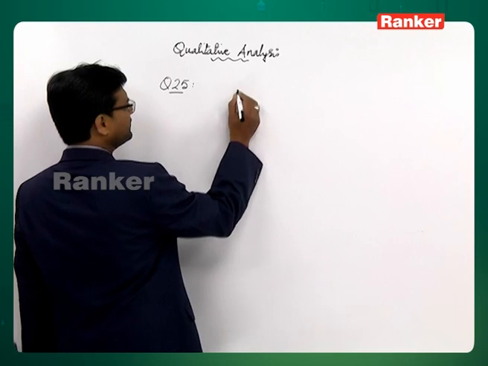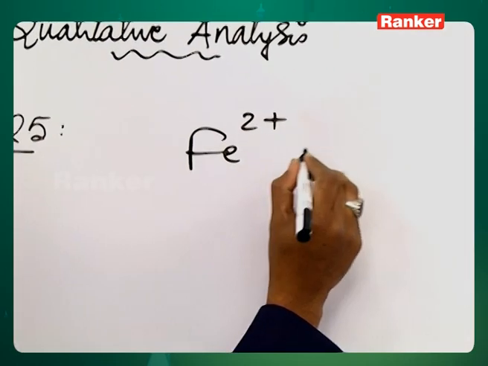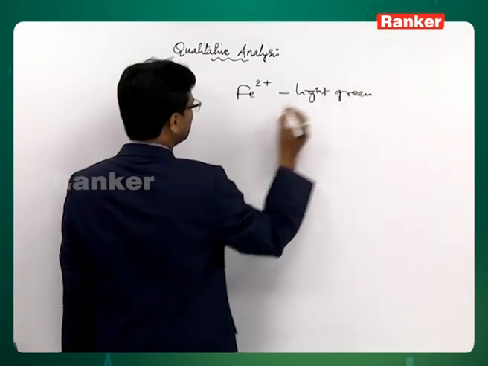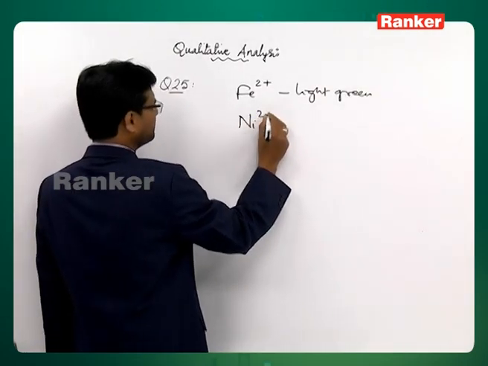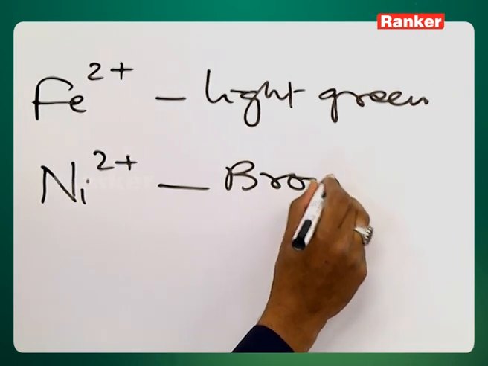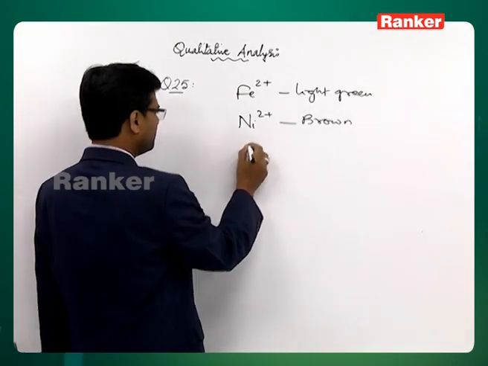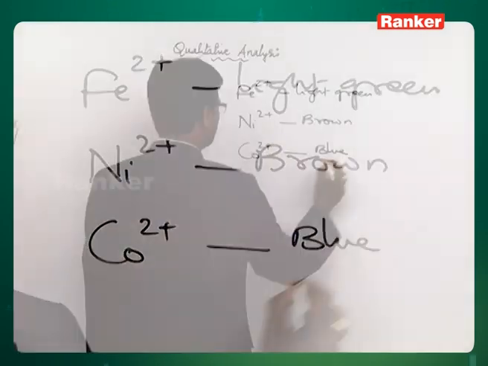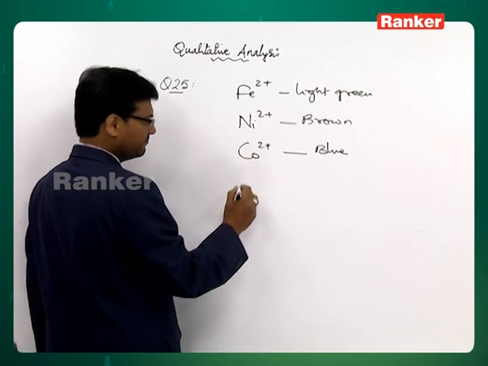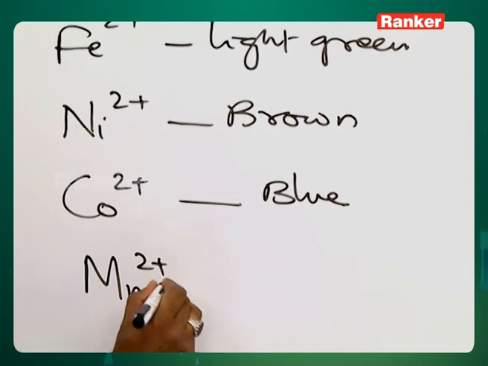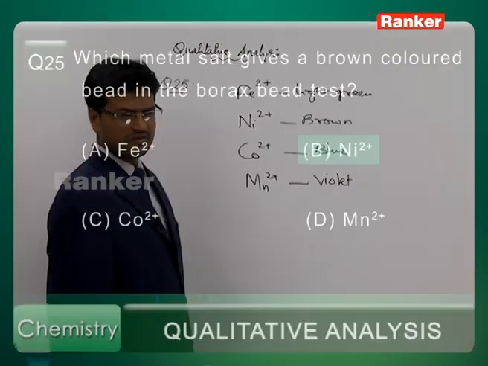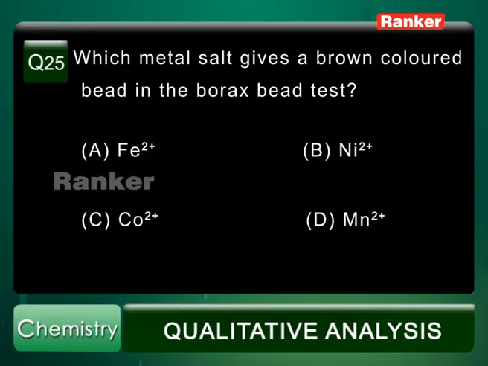I will write down. Ferrous gives light green colored bead, nickel gives brown, cobalt gives blue and manganese gives violet. The answer is therefore B option, Ni2+. It gives a brown colored bead.